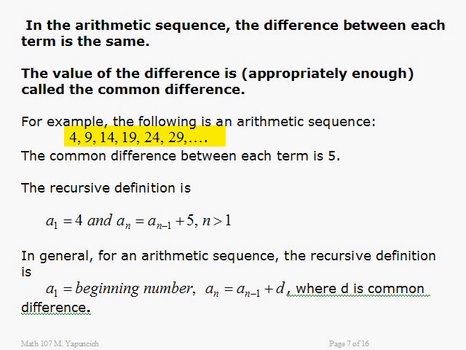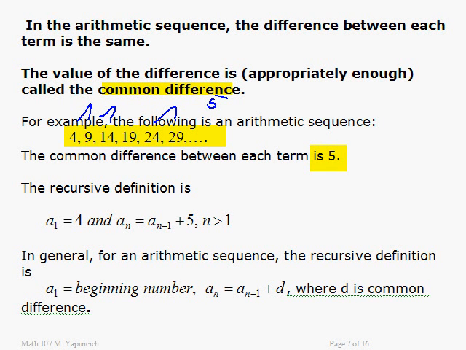If you subtract any two adjacent terms, 9 and 4, 14 and 9, 29 and 24, you always get 5. That's called the common difference. In this case, the common difference between terms is 5.